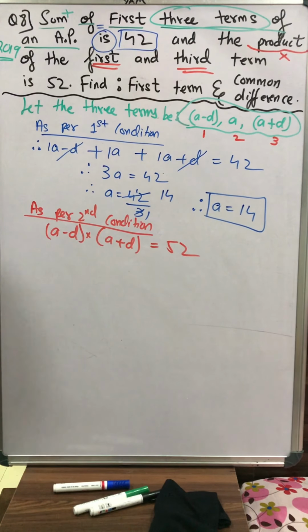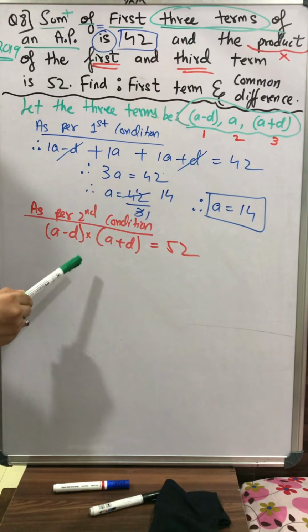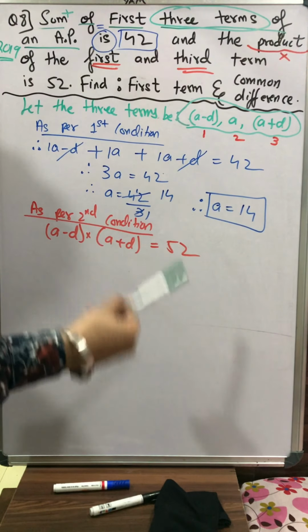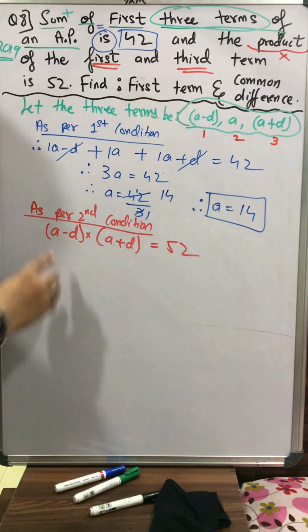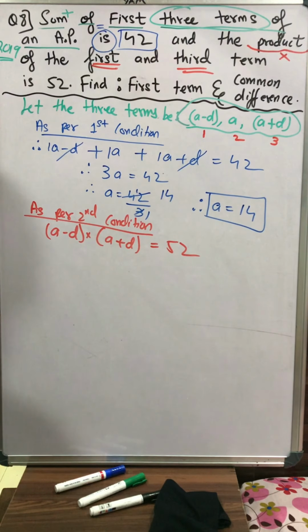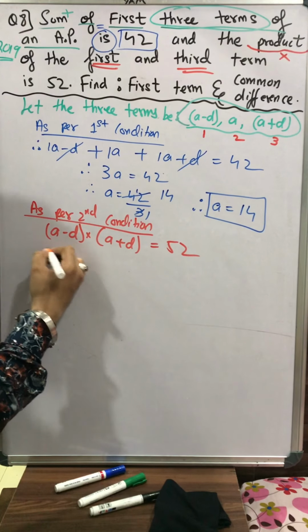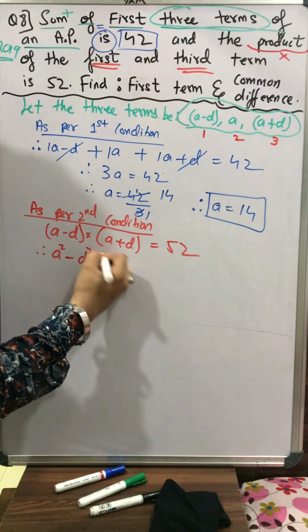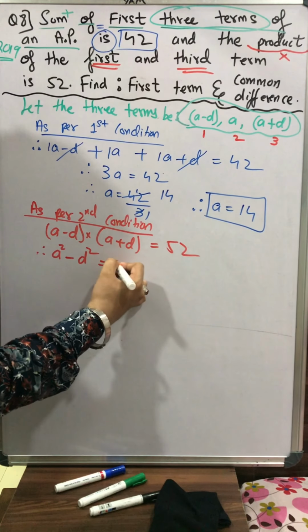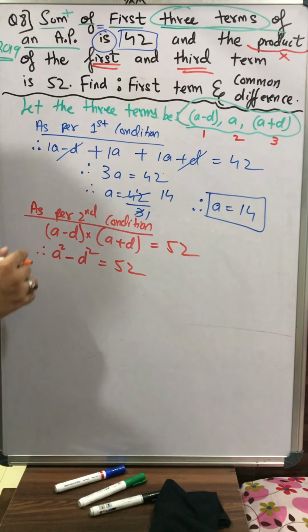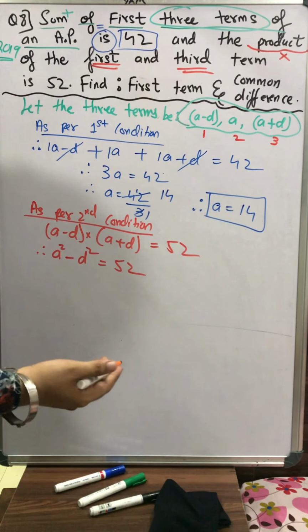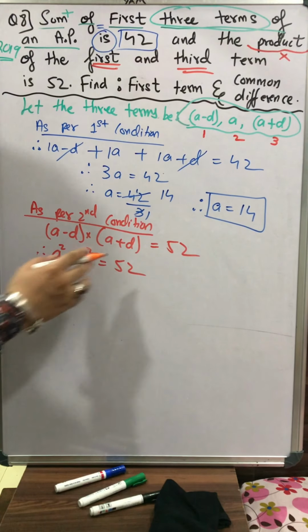Students, by looking at this, don't you all feel that this is a formula? A minus d, a plus d. It's like x minus y, x plus y, which is x square minus y square. So a minus d, a plus d, the formula is a square minus d square. Therefore, a square minus d square is equal to 52.